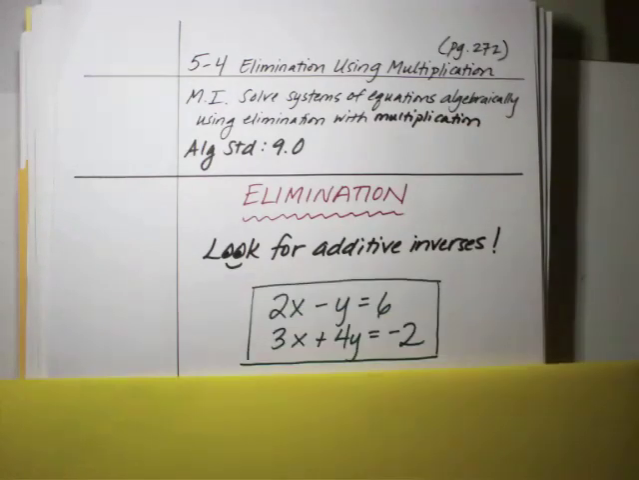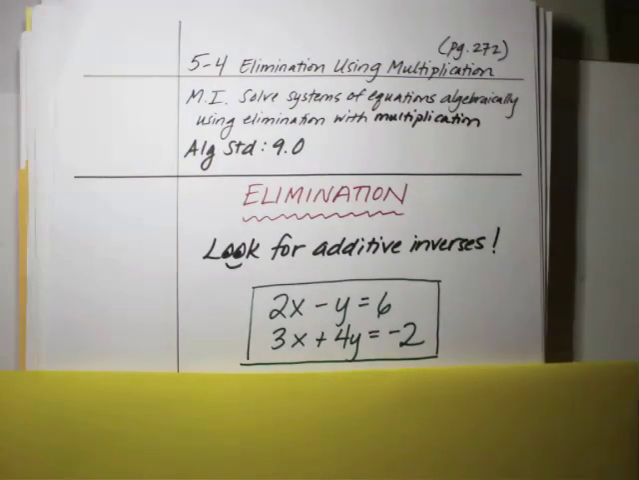Elimination. So just to review, Mrs. Lee talked to you yesterday about adding and subtracting. So we are looking for additive inverses whenever we're playing the game of elimination. So let's take, for example, this problem here.